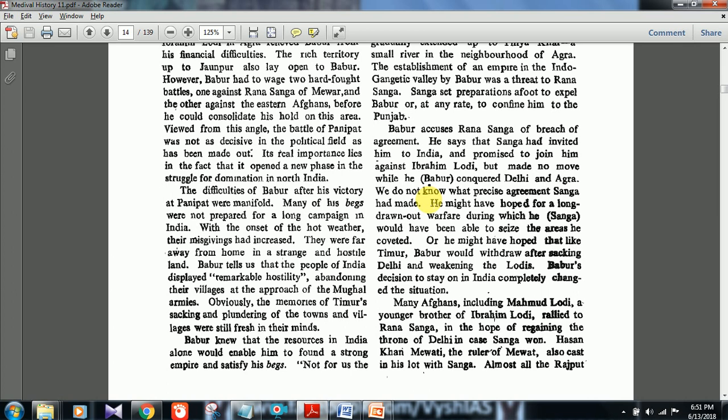We do not know what precise agreement Sanga had made. He might have hoped for a long drawn out warfare during which he would have been able to seize the areas he coveted, or he might have hoped that, like Timur, Babur would withdraw after sacking Delhi. Okay, so that is what Rana Sanga thought. He will come, invade some places and go away. Rana Sanga did not expect Babur to settle down. Next many years, 300-400 years, Mughals will be here. So that actually was not expected by Rana Sanga.